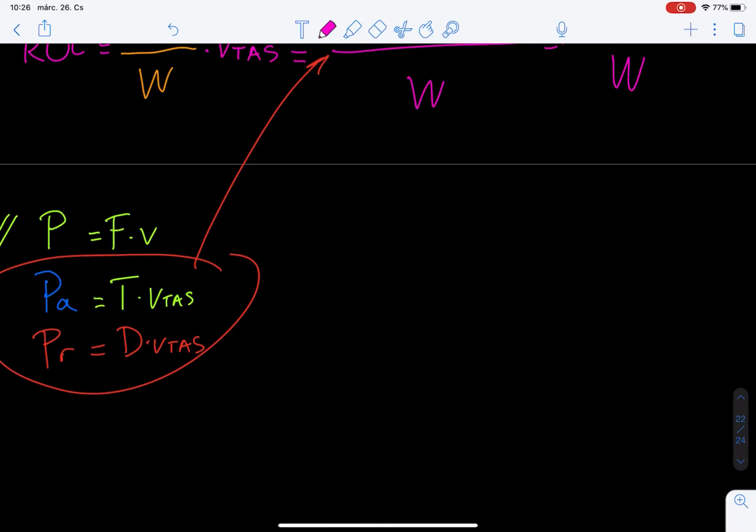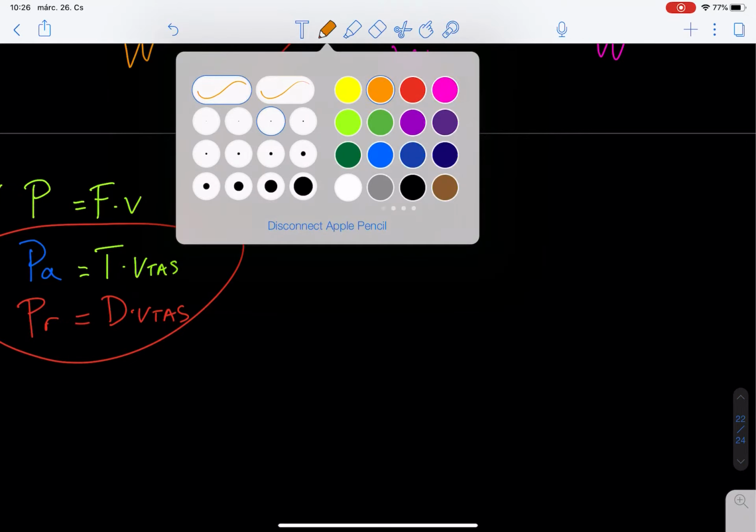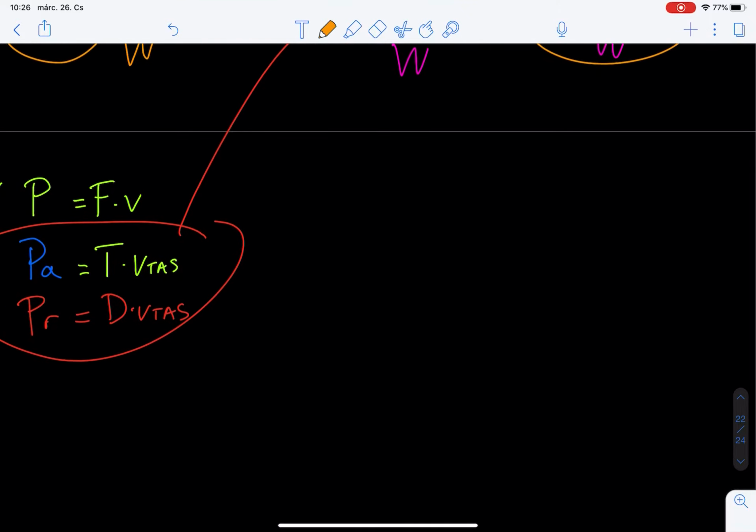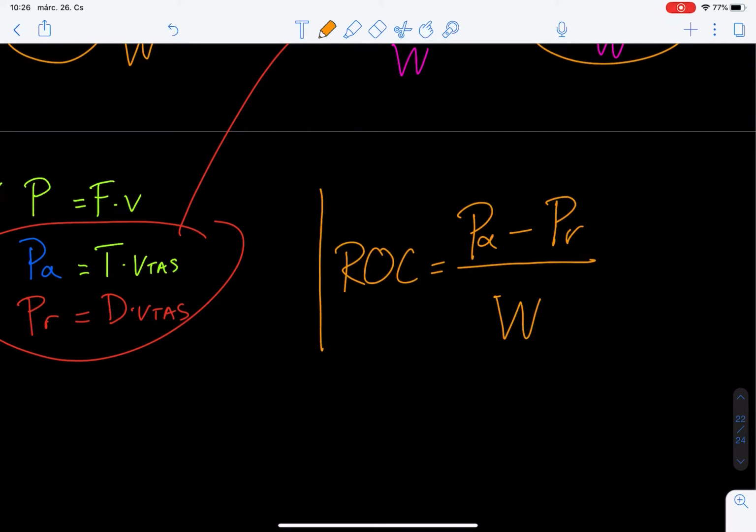And let's just write this in a bigger formula right here, because this is the final formula. So the rate of climb is the power available minus the power required over the weight of the aircraft. And this is a very important formula that we're going to use a lot. It is equally as important as the angle of climb or the sine of gamma formula, right?